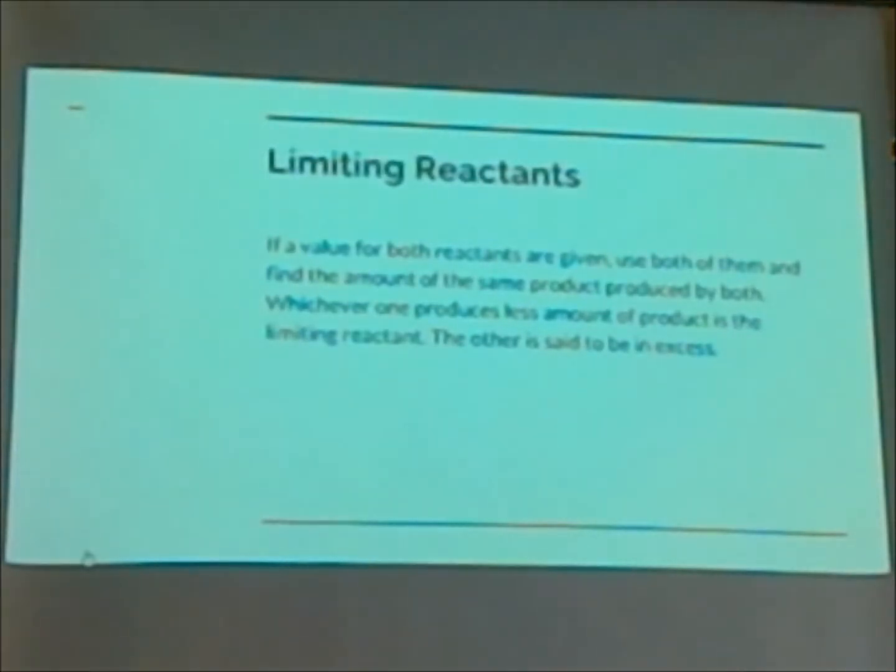So we have to do the same calculation for both and see which one's less. The one that's less is going to be our limiting reactant. So if we have 4.0 moles Ag times, we can see that 2 moles of silver make 2 moles of silver chloride. So we're going to make 4 moles of silver chloride.